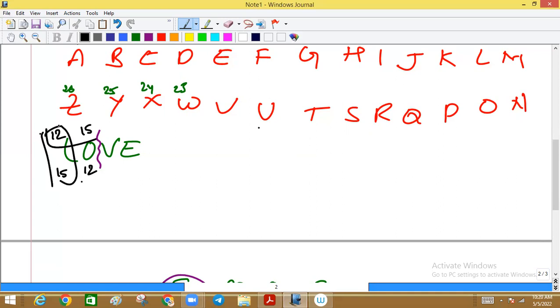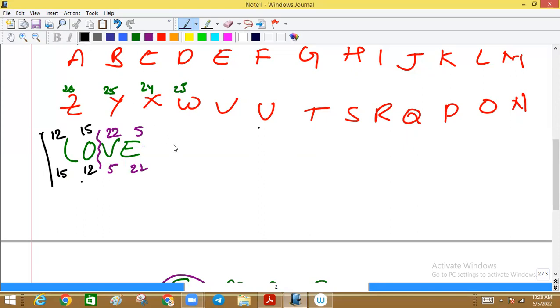Every number is always 27, 27, 27, 27, 27. Okay, next one is VE. What is the position of V? 22. E? 5. V reverse? 5. E reverse? 22. Okay.